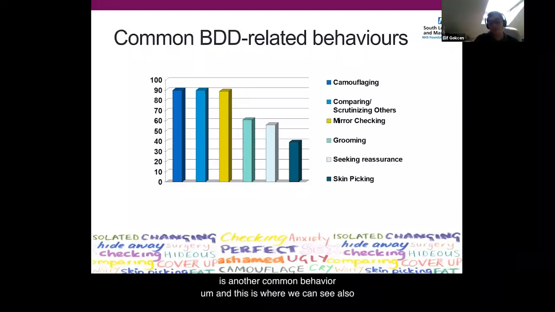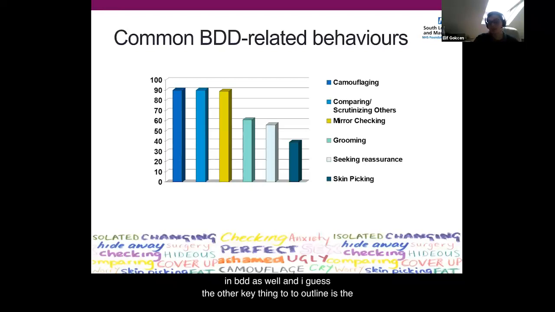Reassurance seeking is another common behavior. And this is where we can see families being drawn in. So young people can say that they ask their parents or their siblings or their friends about how they might be looking. And this can range from whether they look okay to whether other people can spot what the young person feels is a flaw in their appearance. We know that skin picking can also be quite common in BDD as well.